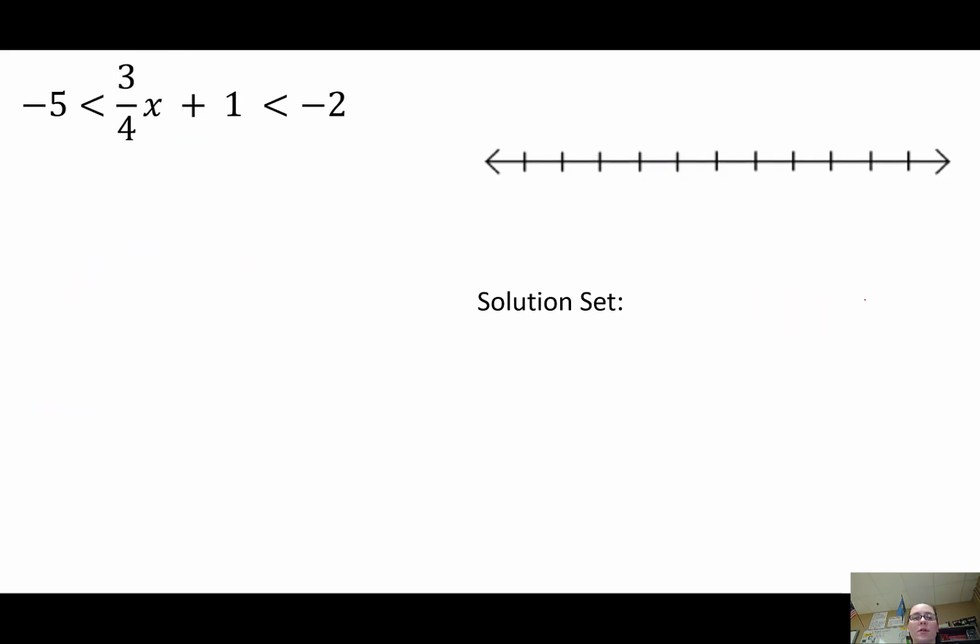All right, one final example and then we'll move on for this video. I've got negative 5 less than 3/4 x plus 1 less than negative 2. First thing I want to do is subtract that 1 from all sides. I get negative 6 less than 3/4 x less than negative 3.